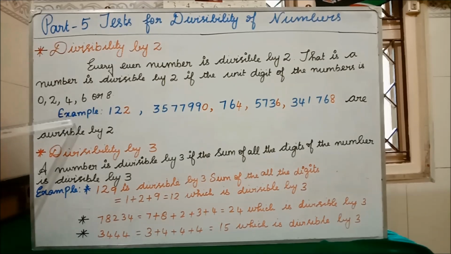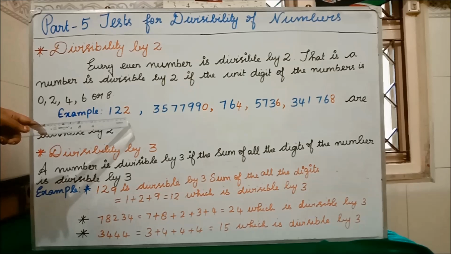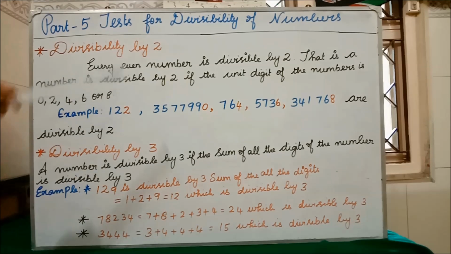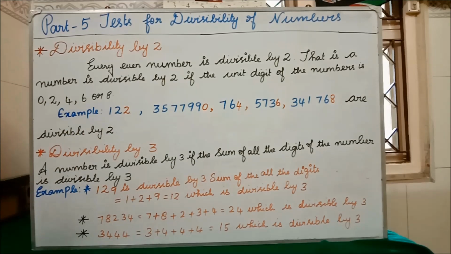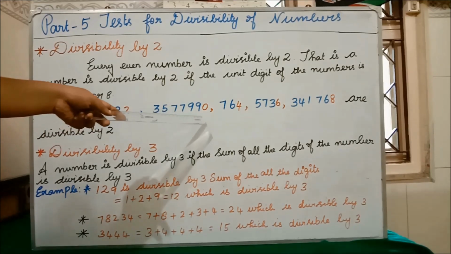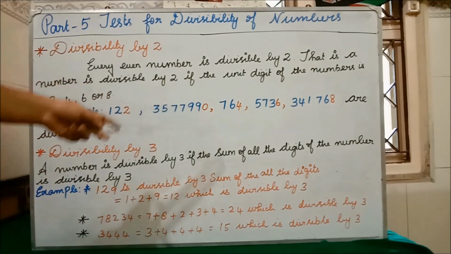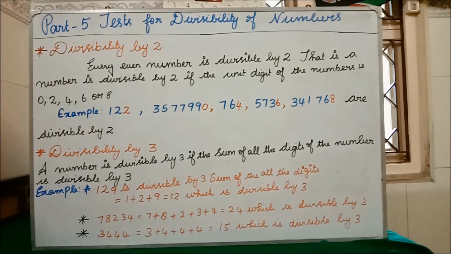Okay. See this example 122. In this unit place what are we having? 2. So 122 is divisible by 2. Then 35,77,990, what is the unit digit we are having? 0. So this number is also divisible by 2. If you see here 764, in unit place what are we having? 4.